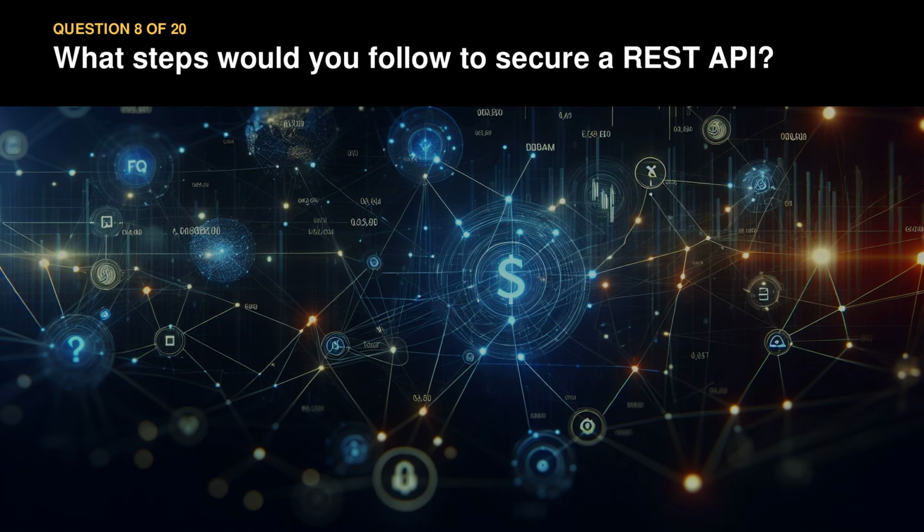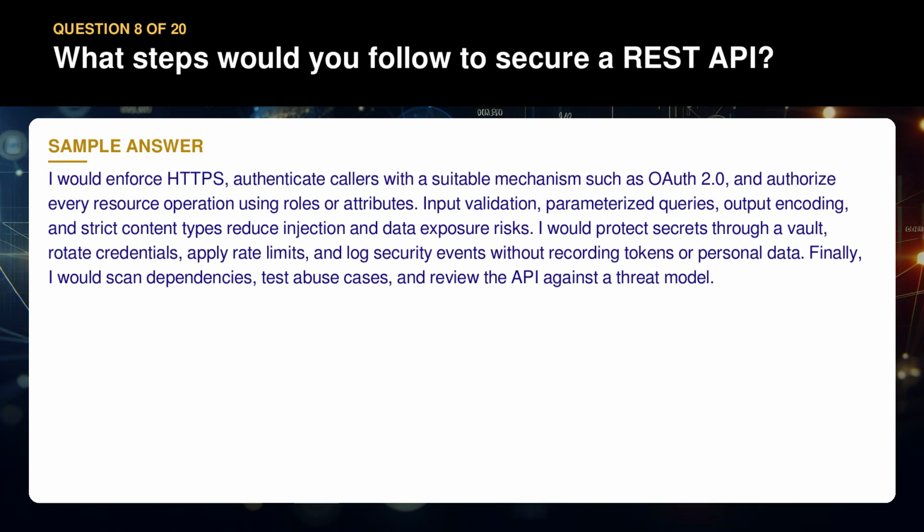Question 8. What steps would you follow to secure a REST API? I would enforce HTTPS, authenticate callers with a suitable mechanism such as OAuth 2.0, and authorize every resource operation using roles or attributes. Input validation, parameterized queries, output encoding, and strict content types reduce injection and data exposure risks.